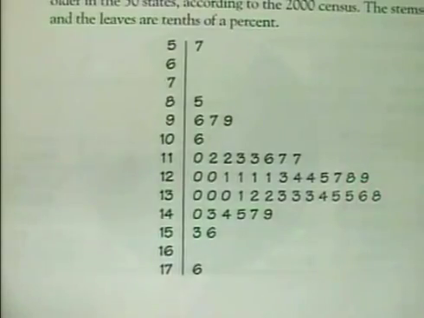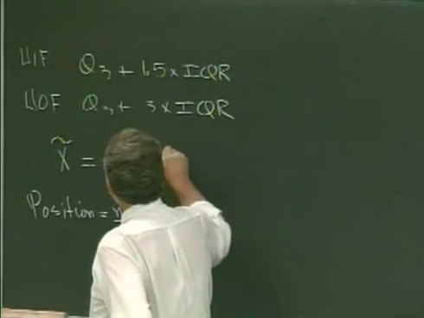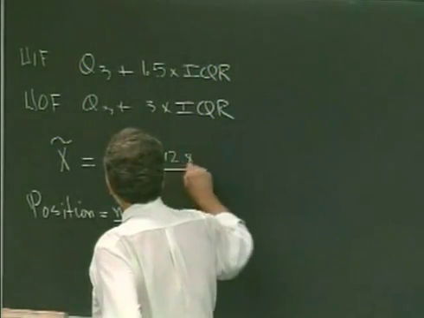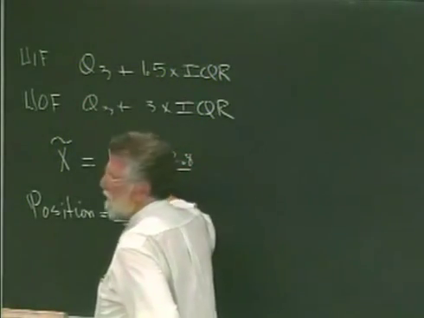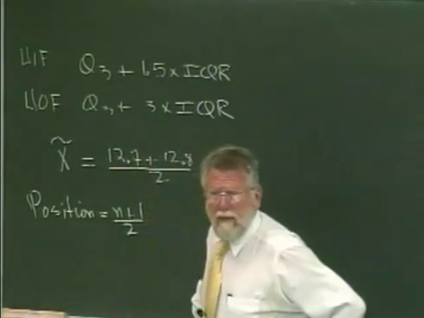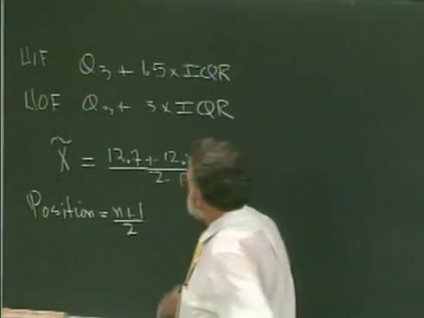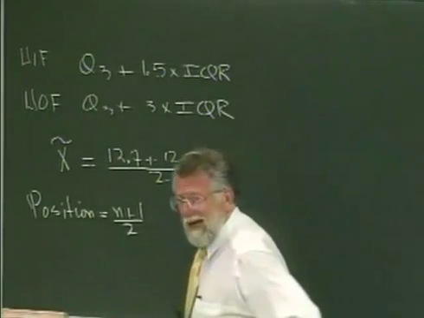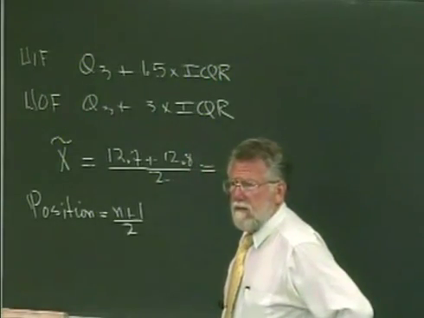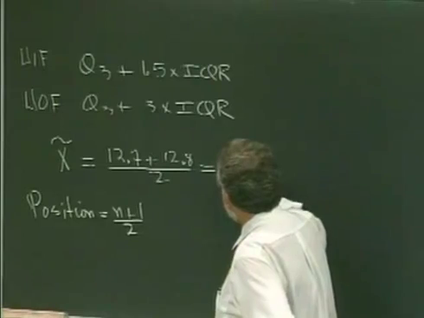It looks to be between 12.7 and 12.8. Is that correct? So I'd have 12.7 plus 12.8 divided by 2. Do we concur in that? Okay, I see a few heads bobbing up and down. So the median turns out not to be a data value. It's going to be at 12.75.